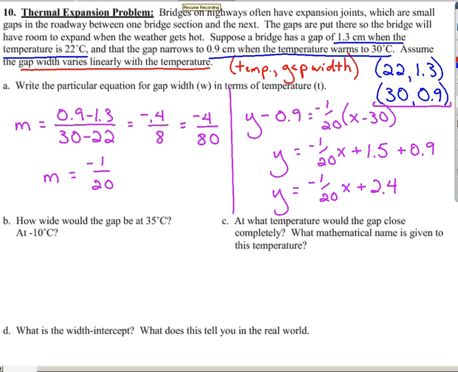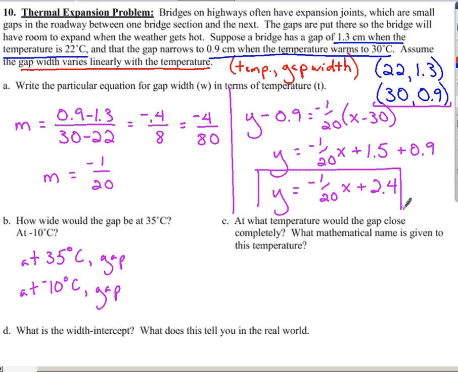Part B says, how wide would the gap be at 35 degrees Celsius and at negative 10 degrees Celsius? So at 35 degrees Celsius and at negative 10 degrees Celsius, up here the gap would be, and down here the gap would be. We can do the same thing we did before where we punch this into our calculator. We solve for y right here, so we can utilize that equation in our calculator.